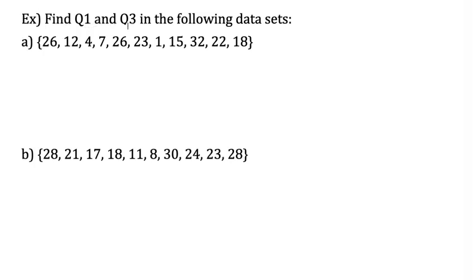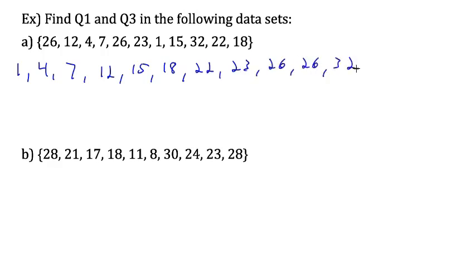So let's find the first quartile and the third quartile in the following data sets. So I'll put the numbers in order from least to greatest, and then find the median, and then I'll find the middle of the lower half of the data. That'll be the first quartile. And then I'll find the middle of the upper half of the data, and that'll be the third quartile. Right, in this data set, there is one middle number, it's 18. So that's the median.